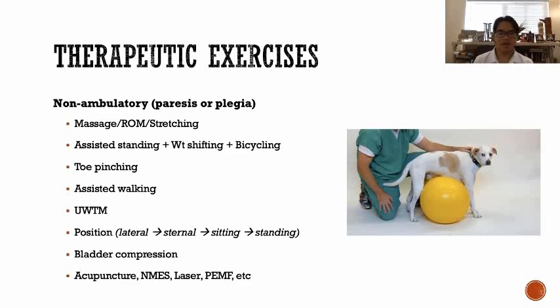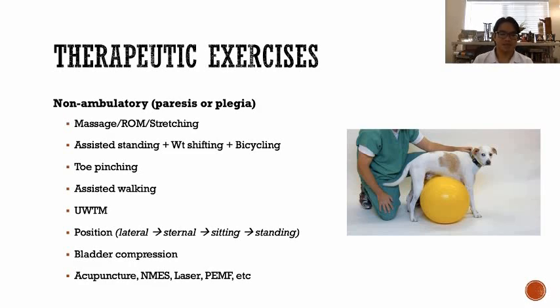So this is the transition that you want to train the dog so that they're able to do it, and eventually, hopefully, they will be able to do it themselves without any support. When the dog is lying down, you want to transition the dog to sternal. Usually I will use a harness to do it. When the dog is in the sternal position, I will do some rocking, just to activate some of the muscles in the front limb and back leg. And then slowly push them to a sitting position.